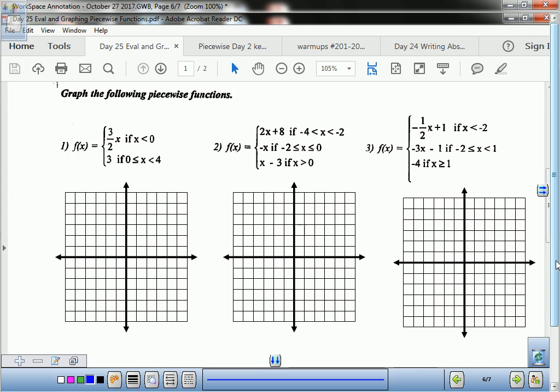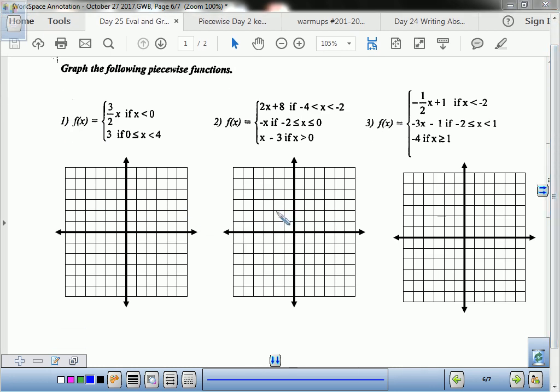So let's start with some of these. Probably do 1 and 2 with you and give you 3 to try. All right, so we know that this piece is going to start at 0 and go left for x values that are less than 0. To figure out where it starts, we take the 0 and plug it in. Well, 0 times anything is 0, so this one's going to start at 0, 0.